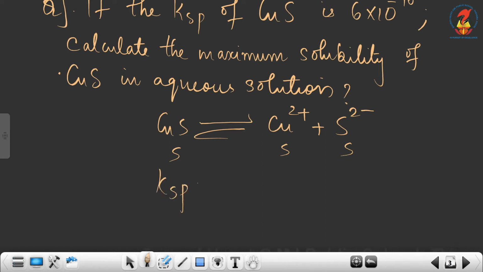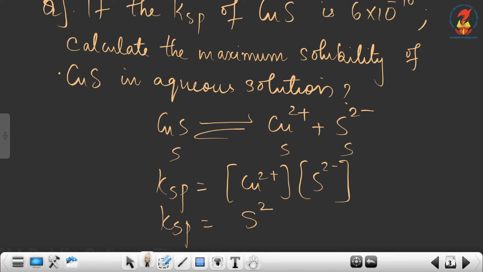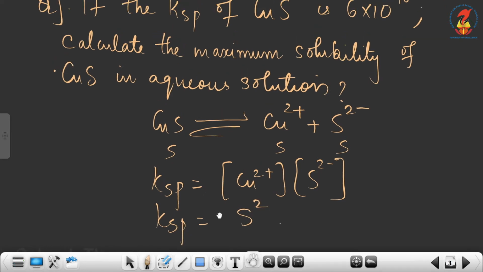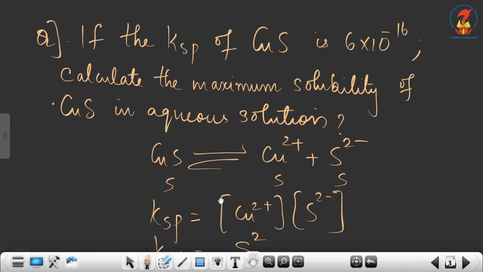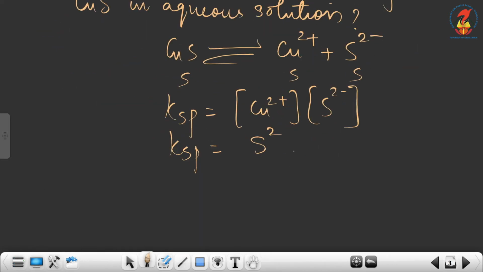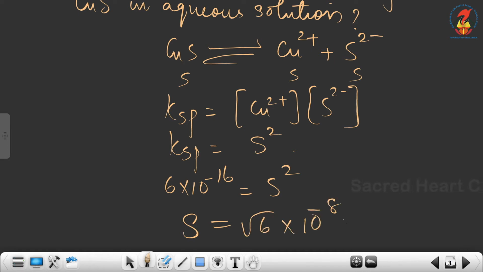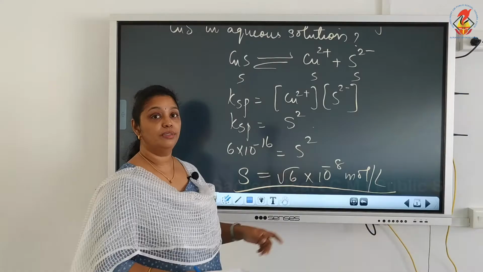Now let's write the expression for KSP, which is equal to the concentration of Cu2+ times the concentration of S2-. So KSP is equal to S into S, which is S squared, and the value of KSP is given in the question, 6 into 10 raised to minus 16. So let's substitute: 6 into 10 raised to minus 16 is equal to S squared, or the solubility S will be equal to root 6 into 10 raised to minus 8 mole per liter. So this is the answer.